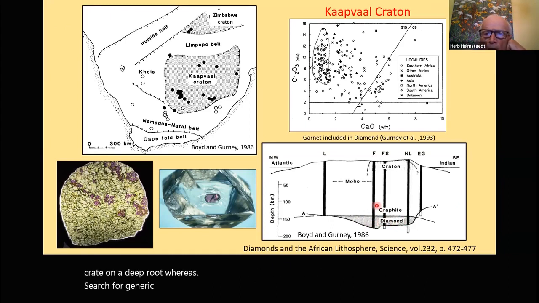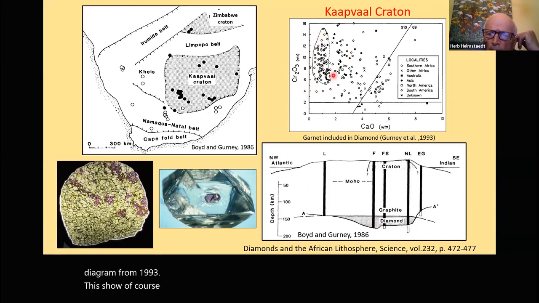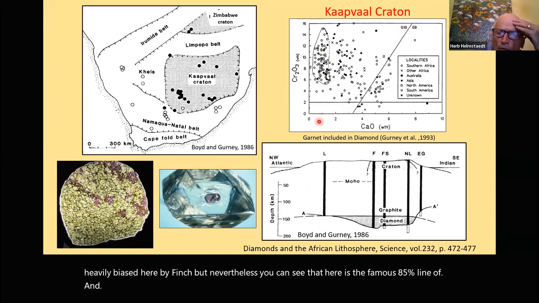And the inclusions of diamonds, here, this is a diagram from 1993, they show, of course, that the garnets that are included in diamonds are very subcalcic. This is heavily biased here by Finsch, but nevertheless, you can see that here is the famous 85% line of John Gurney's.